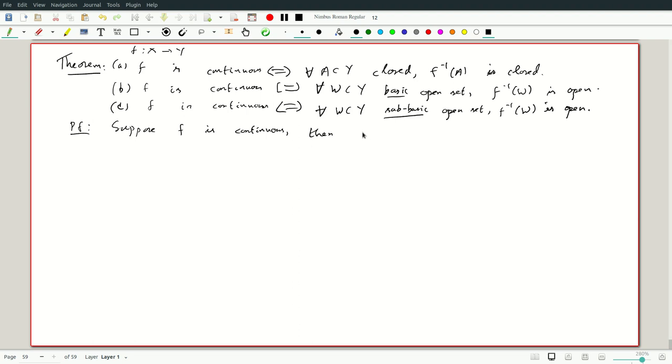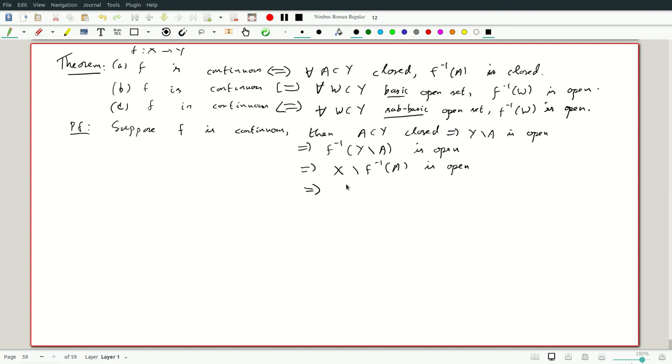And then A in Y closed implies that, first, the complement Y minus A is open, which implies that f inverse of Y minus A is open, which implies, well, f inverse of Y minus A is X minus f inverse of A is open, which implies that f inverse of A is closed. And the converse is very similar.